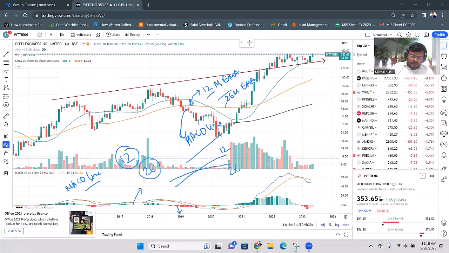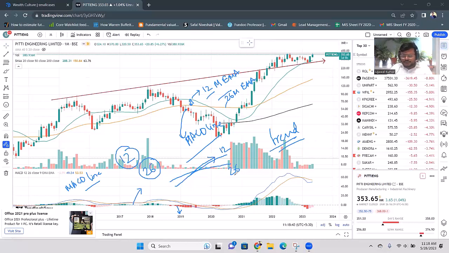So whenever my 12 crosses the 26 and starts going up, it means the stock is now getting into the trend, right? The stock is starting to go up, which is why the shorter moving average has crossed my longer moving average. Some people work with 26, some people work with 24. It's up to them. But what it means is that the stock is now getting into the trend.